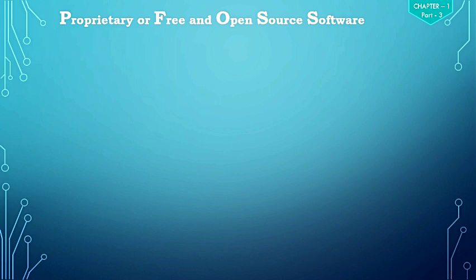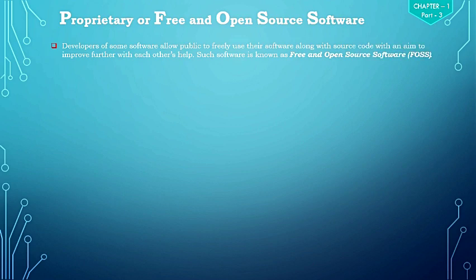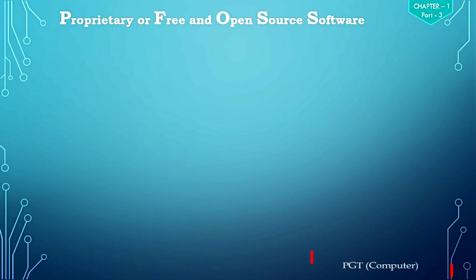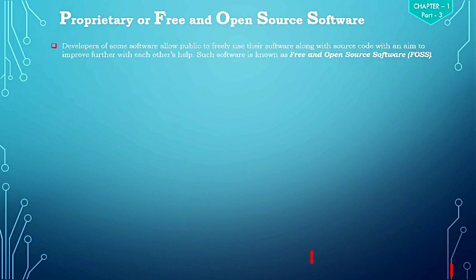Let's see free and open source software. Developers of some software allow the public to freely use their software along with the source code, with the aim to improve it further with each other's help. Such software is known as free and open source software, in short FOSS. For example, Linux, Python, LibreOffice, OpenOffice, Mozilla Firefox, these all are examples of free and open source software.